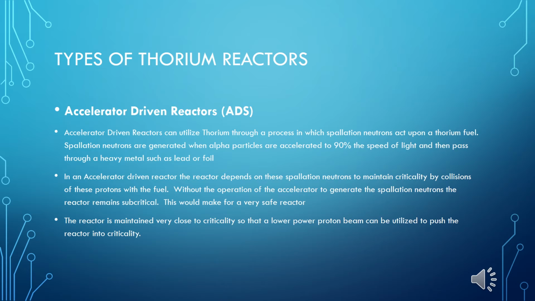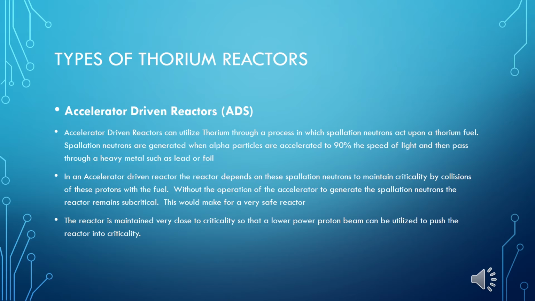Now these spallation neutrons are required to maintain the criticality, so if you need to shut the reactor down, you would just turn off your accelerator. Now the problem with this is that accelerators require a lot of energy in order to accelerate matter to 90% of the speed of light. You're talking about gigawatts worth of energy to accelerate a few particles. So this is an engineering problem that would have to be overcome in order to use this type of reactor.